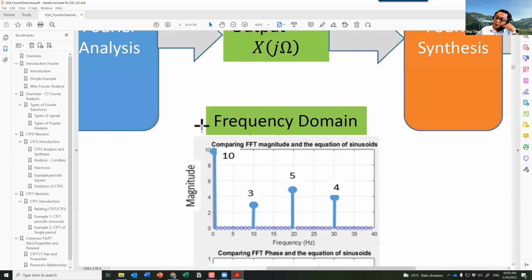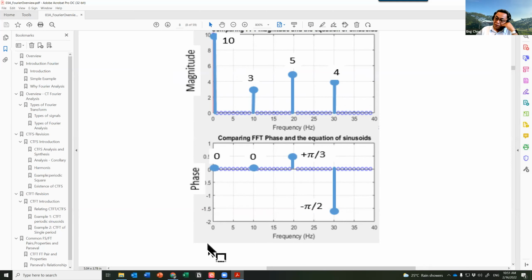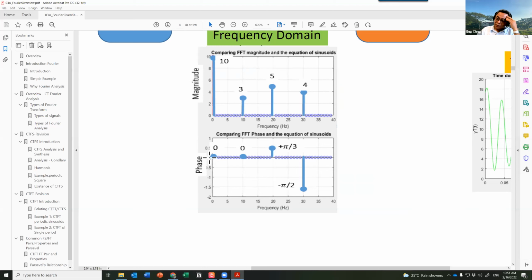In the recipe, the x-axis is frequency. There are two pieces of information. Analysis tells us at this frequency, there's some value of 10 there. At this frequency, there's some 3 there. At this frequency, there's some 5. At this frequency, there's 4. Nothing else in between in this particular analysis, okay? And when I tell you the magnitude, I have to tell you the phase.